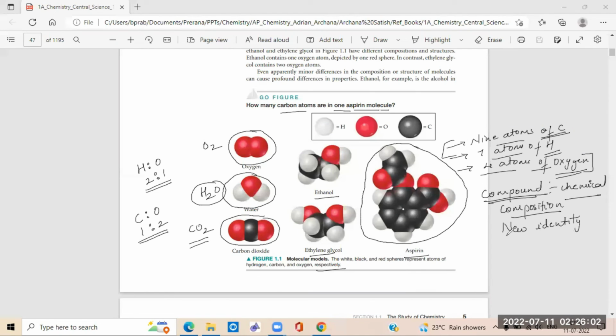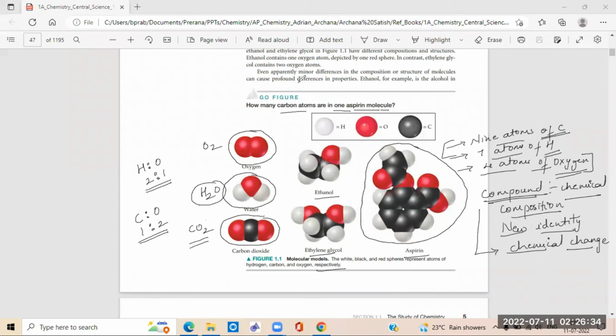Because whenever a chemical compound is formed, it is a chemical change which is taking place. It's not a physical change. So the total identity of the initial elements is going to change, and it acquires a totally new identity when a compound is formed. Okay, so we can also see the shapes of the compounds. If you take water and carbon dioxide, you can see the change in the shape.